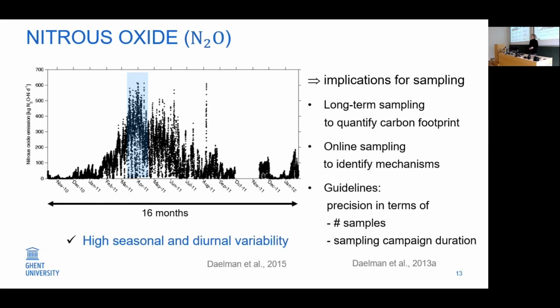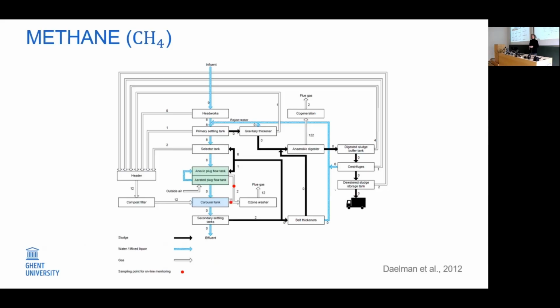It doesn't necessarily have to be online. Grab samples can do as well. But if you want to identify the mechanism, then you need to do online samples. And we have also given some guidelines on how to sample, how to measure, to have a certain precision. If you want a certain accuracy for the emission factor, how many samples do you need to measure, and how long should your sampling campaign take? That was very interesting, and attention for N2O emissions from wastewater treatment plants has really increased since then.